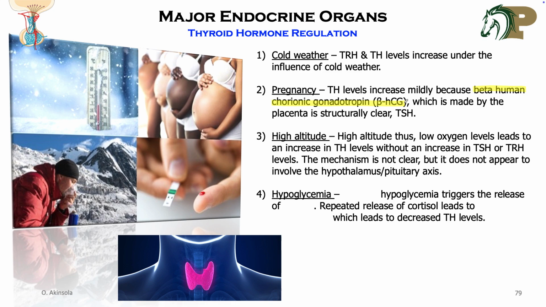And then lastly, we have hypoglycemia. Extreme hypoglycemia will trigger the release of cortisol, and repeated release of cortisol will lead to pituitary hypofunction, which can lead to decreased TH levels. So essentially, the bottom line here for these four factors: cold weather will increase thyroid hormone levels, pregnancy will increase thyroid hormone levels, high altitude will increase thyroid hormone levels, but hypoglycemia will decrease thyroid hormone levels.